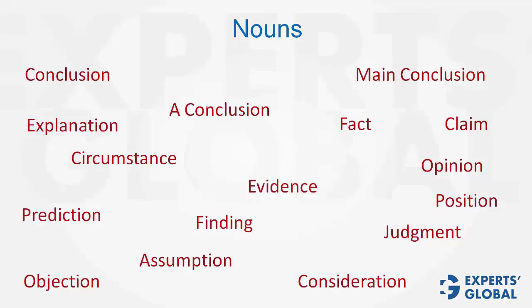frequently asked nouns. Out of these, the ones marked in green are the most important ones. You have to be very clear about what conclusion, circumstance, evidence, fact, opinion, judgment, and assumption mean in particular. Now, these nouns will have a role to play in the reasoning. So very often, these nouns are paired with a verb.